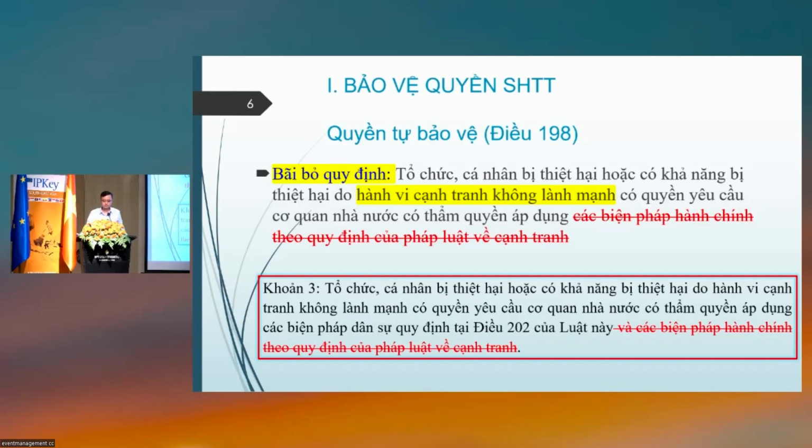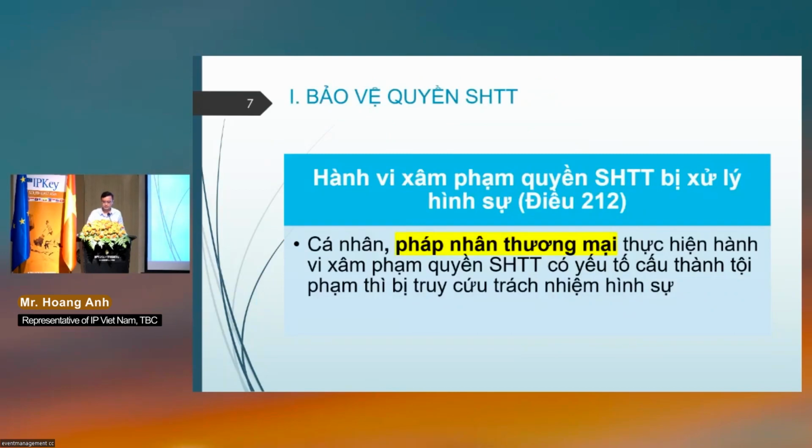And next, to remove the stipulation that organizations, individuals who are suffering from losses or might be suffering from losses caused by unfair competition have the right to require the state management to apply the administrative measures in line with the law on competition. So such phrases, apply the measure in line with the law on competition, is removed, is erased because now we follow the IP law.